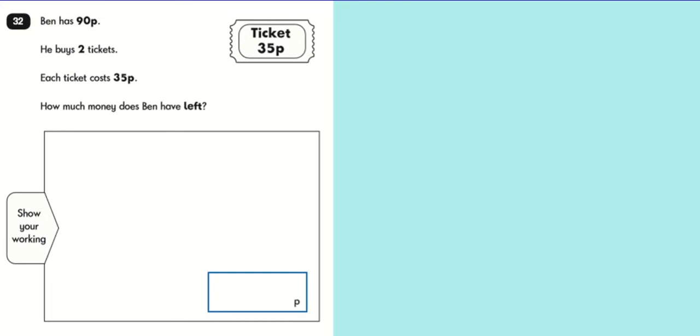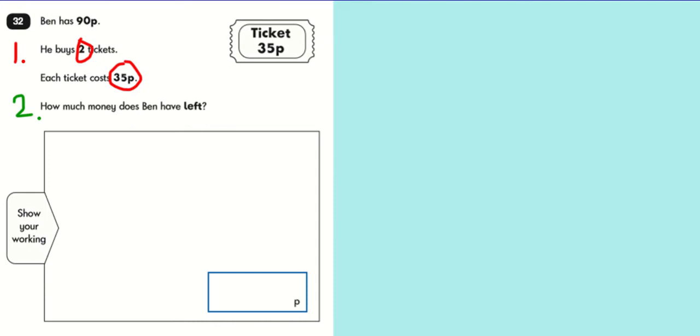So let's read it again and see if we can work out what comes first and then what comes next. So Ben has 90p. He buys 2 tickets. Each ticket costs 35p. So the first thing he does is buy his tickets, doesn't he? Yeah? First he buys his tickets. And we want to know how much money he has left. How much change does he get?